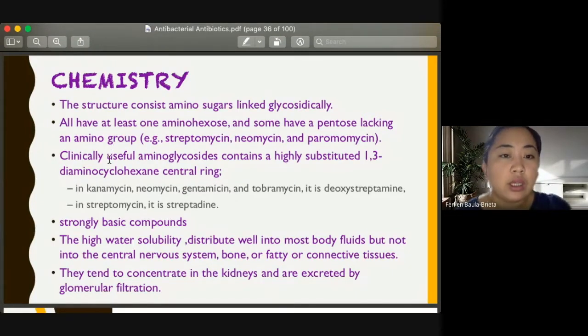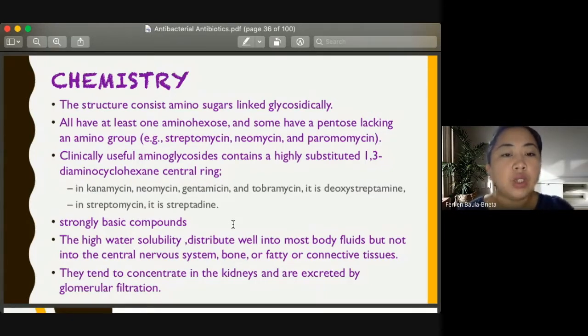So clinically, these are useful because they contain this diaminocyclohexane central ring. And they are strongly basic compounds due to the presence of amino groups, and they are highly water soluble. As I've mentioned, they are polar. They distribute well into most body fluids but cannot reach the central nervous system, bone, fatty, or connective tissues. They tend to concentrate in the kidneys and are excreted via glomerular filtration.